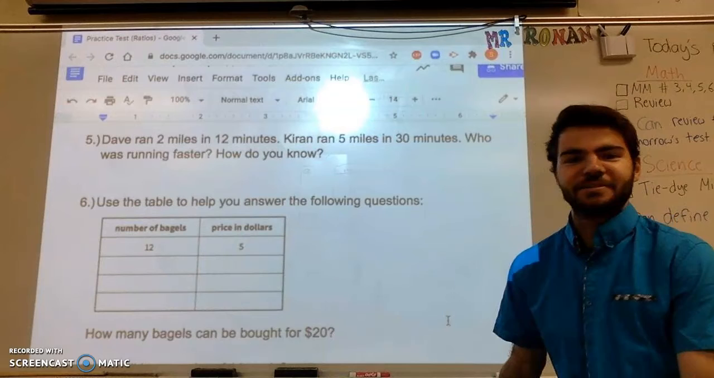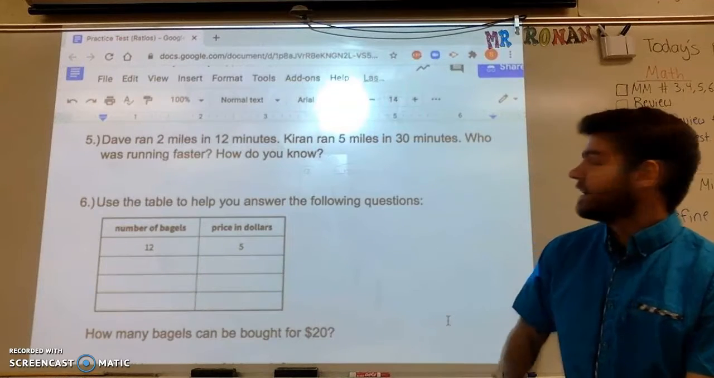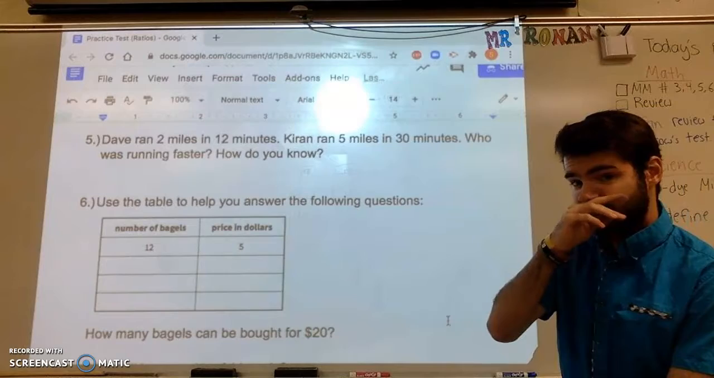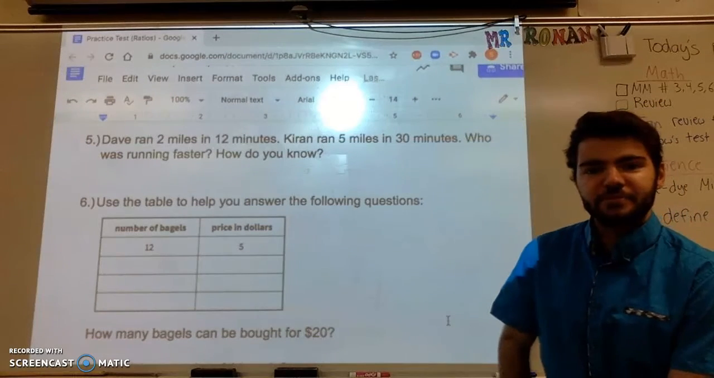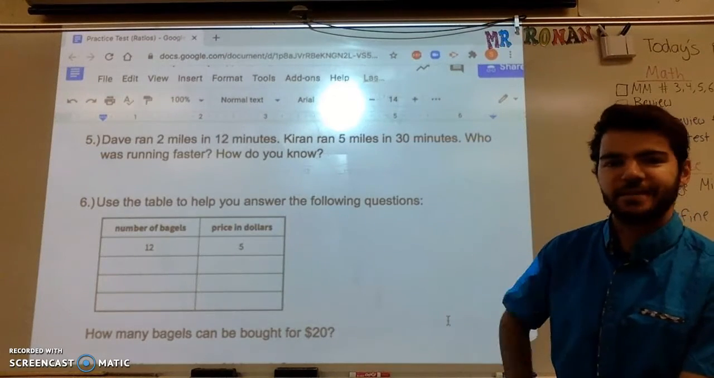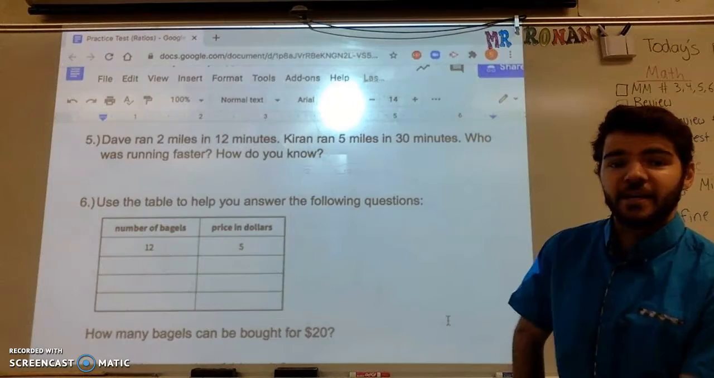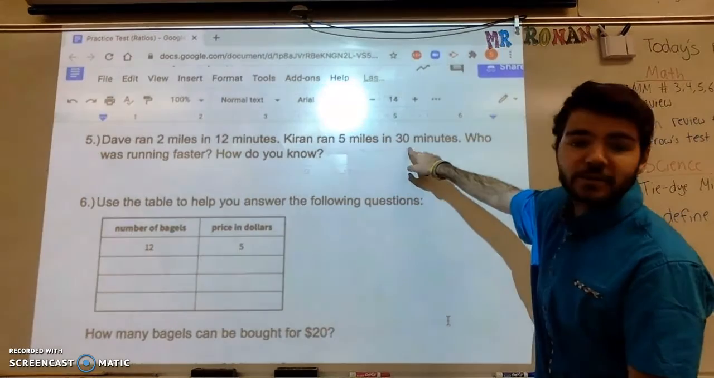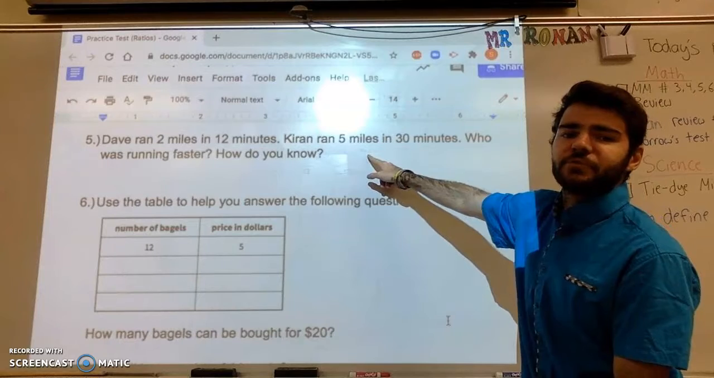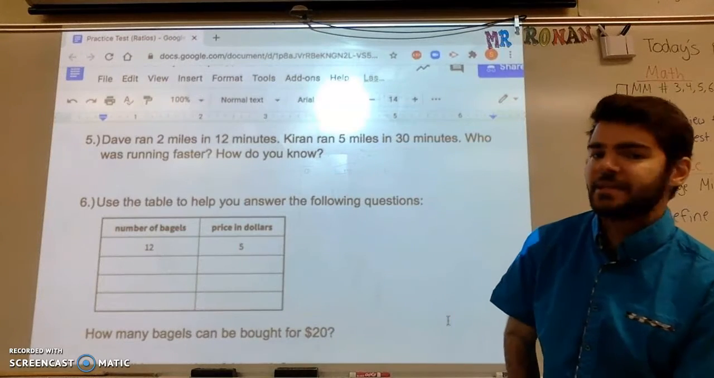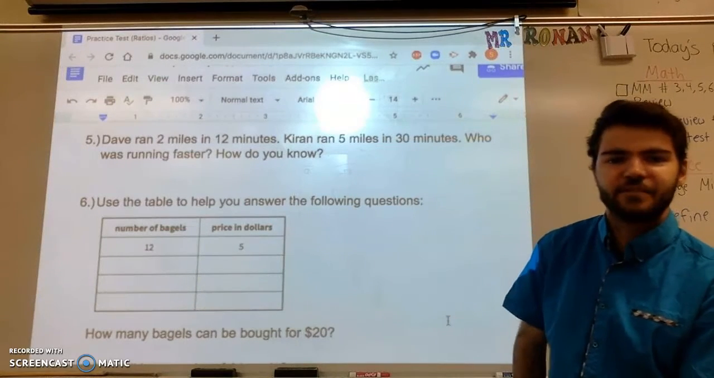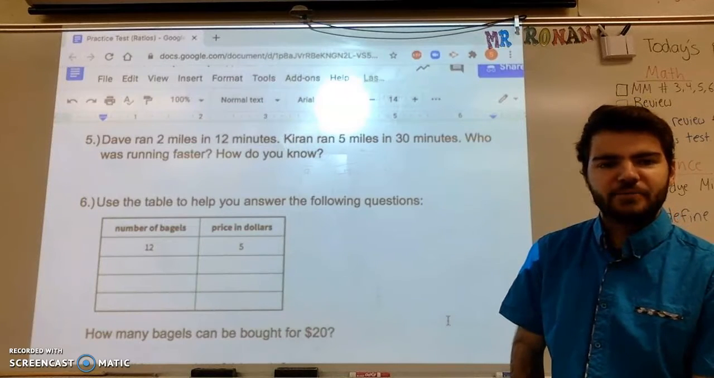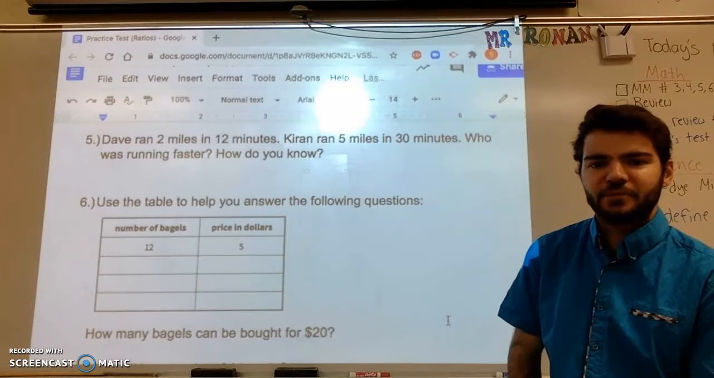So Dave and Kieran are both running. Our job is to figure out who is going faster and explain how we know that. What I would do to solve this, I know there's a lot of different ways to do it. You could figure out were Dave to have run 5 miles, would he have done it faster or slower? Were Kieran to have run 2 miles, would Kieran have done it at the same speed as Dave? All would work. My suggestion would figure out how long it took each of them to run 1 mile.